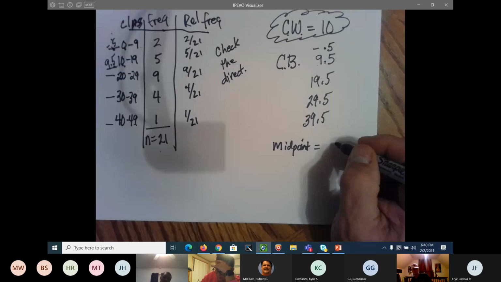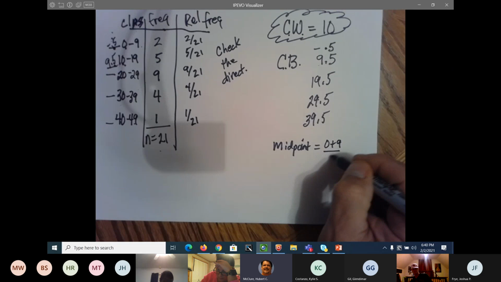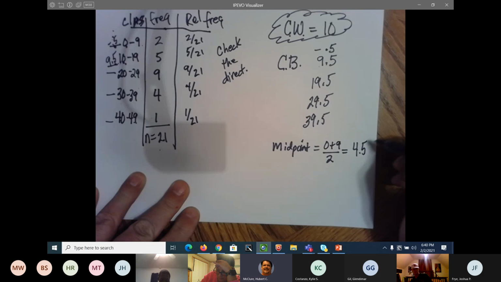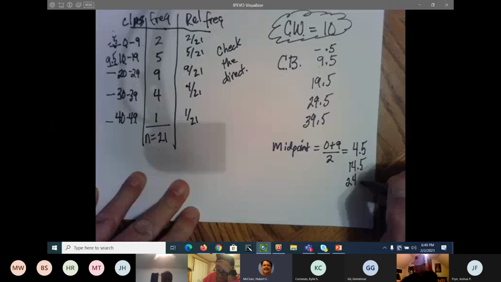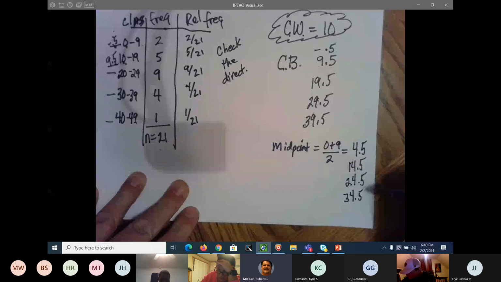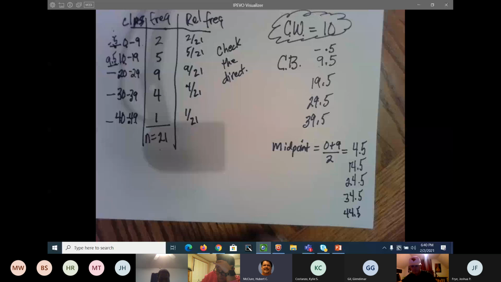There you go. Now, what is the midpoint? I take the 0 plus 9, divide by 2, and that gives me 4.5. And then I add 10 to that, add 10 to that, add 10 to that. 14.5. I did 14.5 right there. And then 44.5. How do I know where to stop? Well, your number 44.5 falls in between here. There's no other numbers down here. That's it.